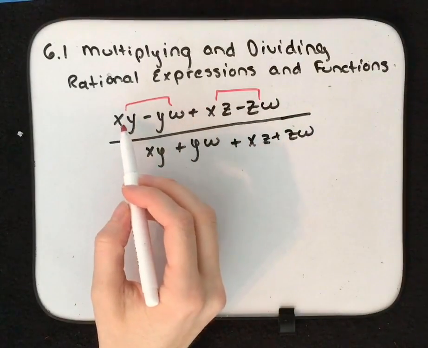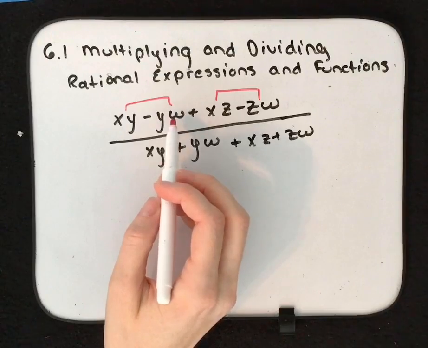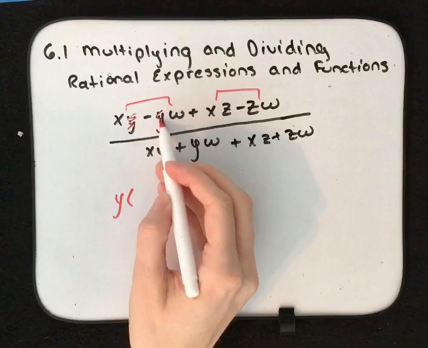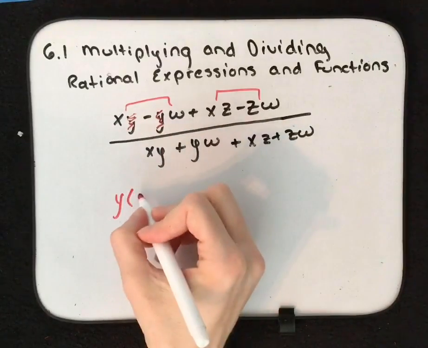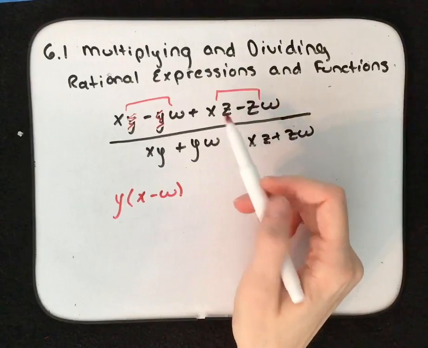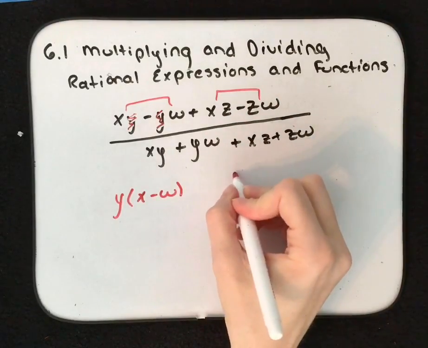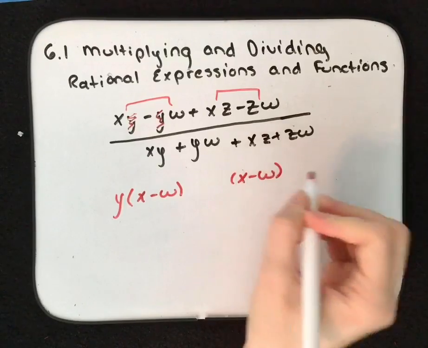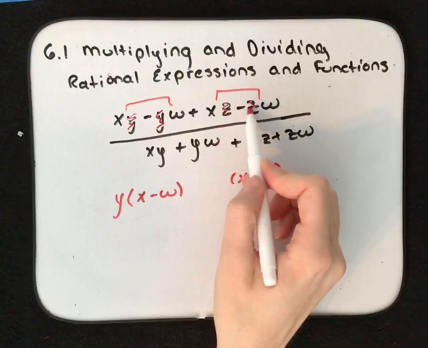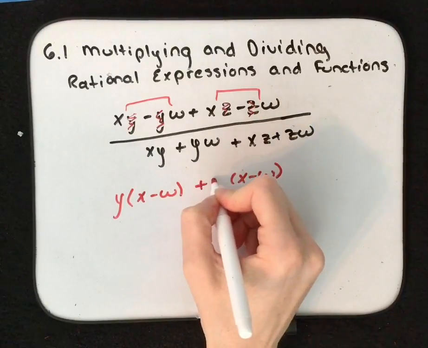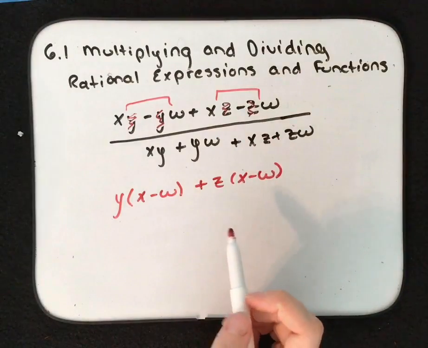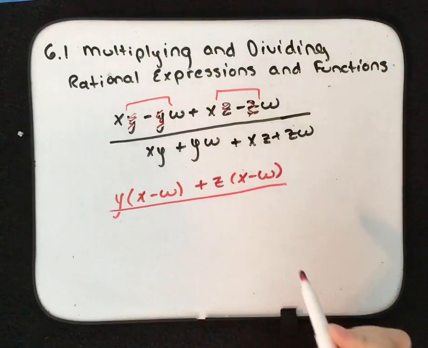So let's see, what's in common between xy and minus yw? If I pull out a y, we'll be left with x minus w. Here, what's in common? Well, I know I need x minus w left over, so let that be our hint. So if I need x minus w, it looks like I need to pull out the z. I'm pulling out a positive z so that I stick with x minus w.